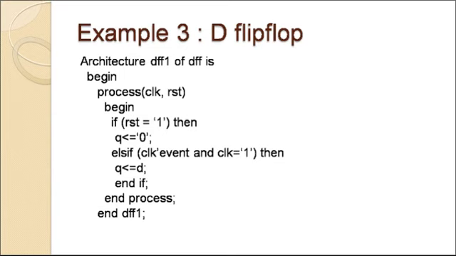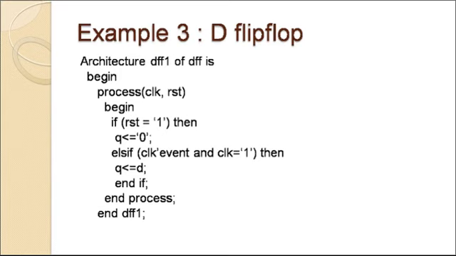This process is sensitive to clock and reset. If you want your process to be sensitive to D, then you can write D also, but it will not make any more difference, because if there is an event on D, nothing will happen unless and until the clock is received. The first thing we have written is that if reset is 1, then Q is assigned 0. See, 0 is written in single inverted commas. Else if clock'event and clock is equal to 1; here also the 1 is written in single inverted commas.